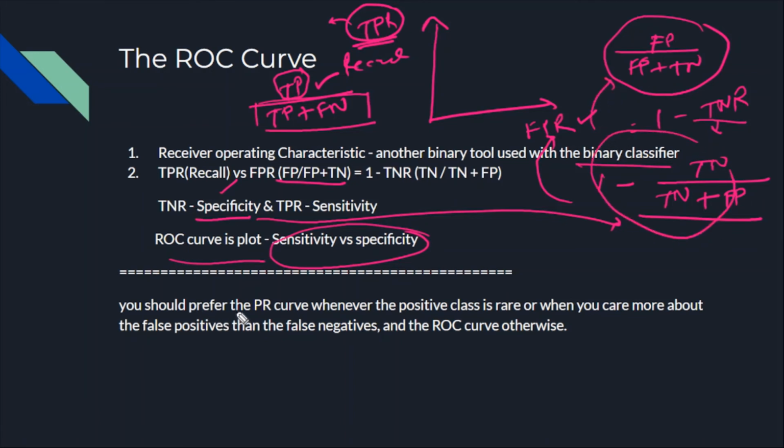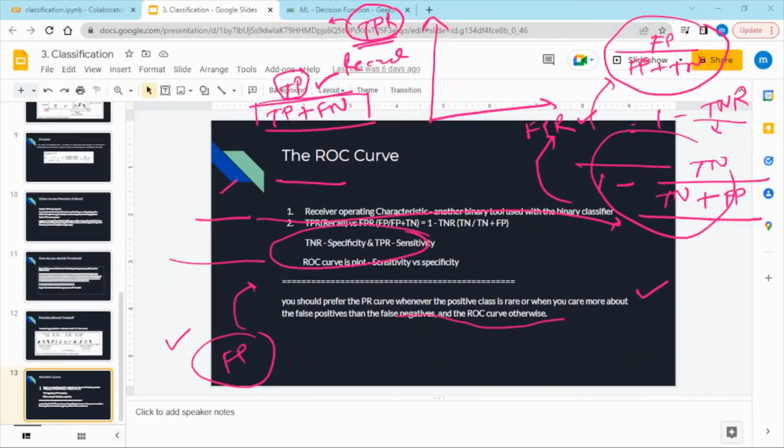Now the question is when you should use the ROC curve and when you should use the PR curve. The PR curve is generally preferred whenever the positive class is rare, or when you care more about false positives. At that time you should use the precision and recall curve. Otherwise you can use the ROC curve. The ROC curve is also very important if you want to compare whether models are working fine or not. Now let's jump to the notebook where I can explain graphically as well.